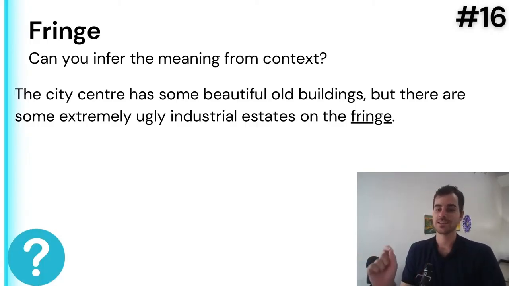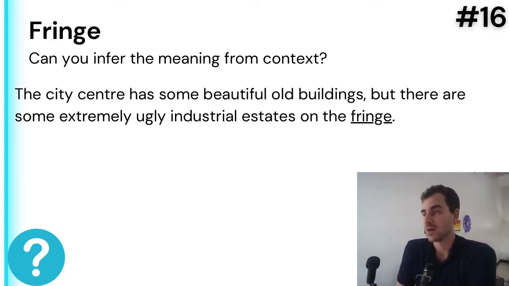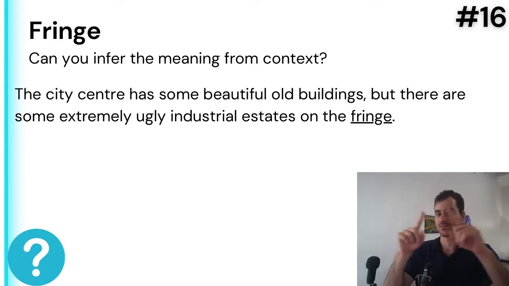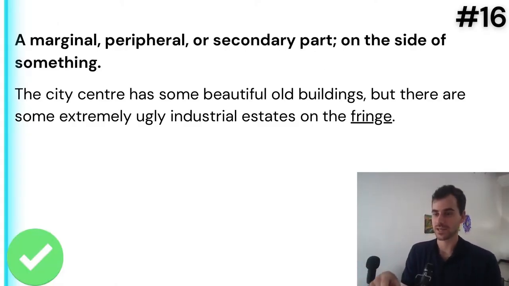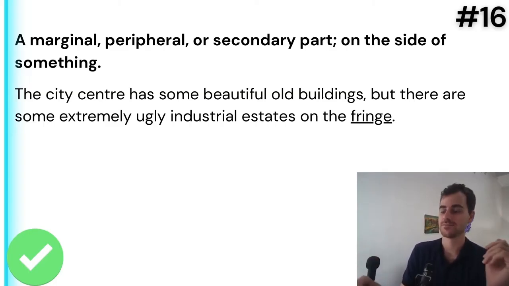Fringe. The city center has some beautiful old buildings, but there are some extremely ugly industrial estates on the fringe. So when we see the word but, we know that we're talking about something almost like the opposite or in a different case. So we know it's not the city center. What would be the opposite of the city center? Well, that would be the outside of the city. That's called the fringe. A marginal, peripheral, or secondary part. On the side of something. On the fringe of the city.